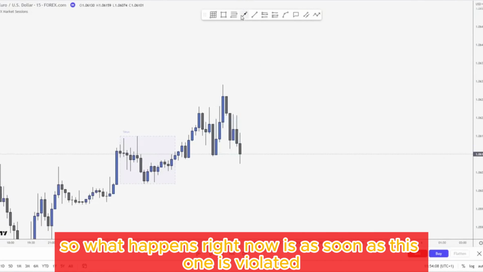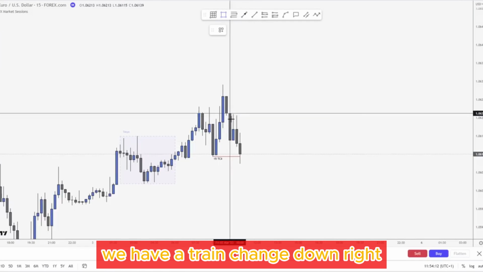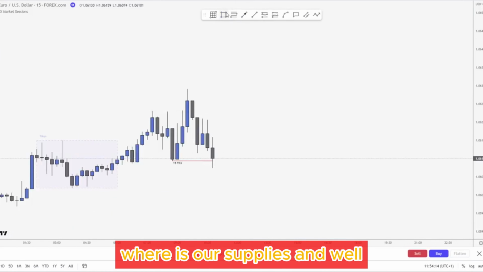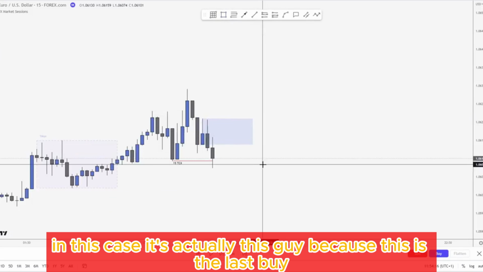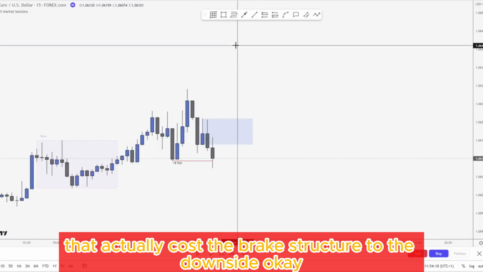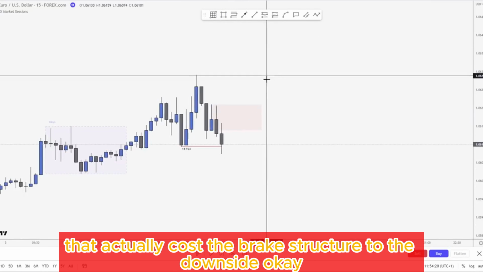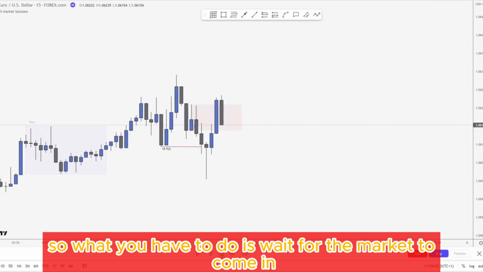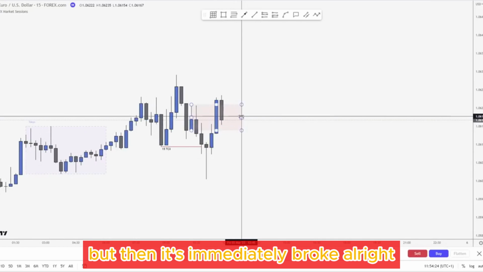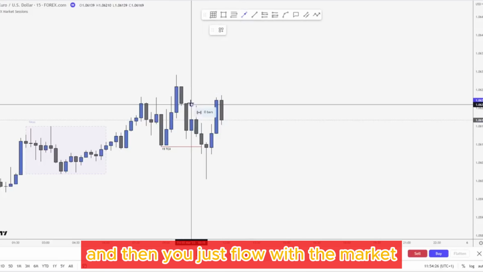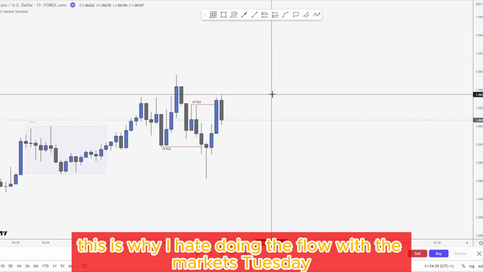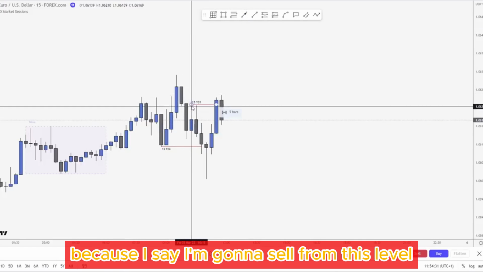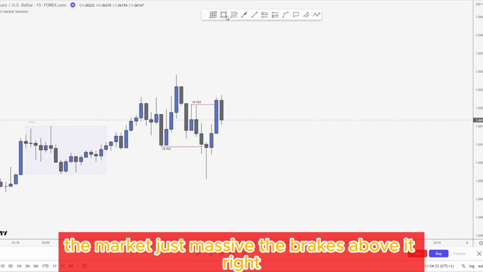So what happens right now is as soon as this one is violated, we have a trend change down, right? Where is our supply zone? Well, in this case, it's actually this guy because this is the last buy, which is a valid range that actually caused the break of structure to the downside. Okay, so what you have to do is wait for the market to come in, but then it's immediately broken, all right? And then you just flow with the market. This is why I hate doing the flow with the market Tuesday, because I say I'm going to sell from this level. The market just massively breaks above it, right?